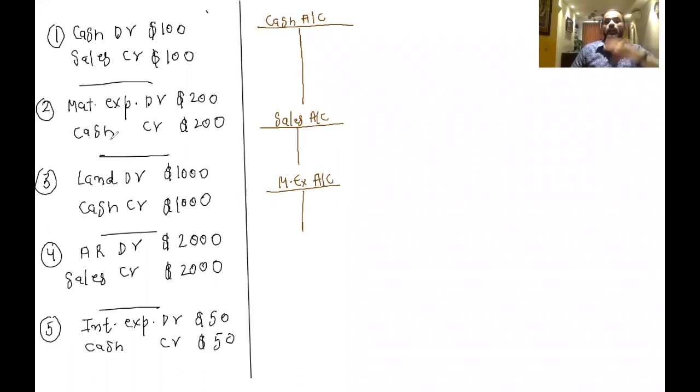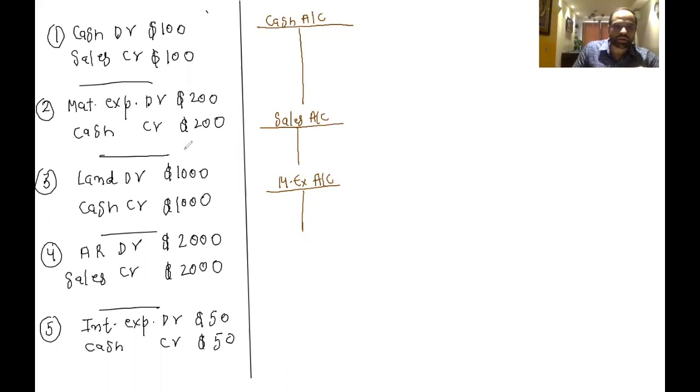So remember, we will never repeat any account again. If you already prepared the cash account, that's it. Every account will be prepared at once. You can't prepare two cash accounts. You can't prepare two sales accounts or two material expense accounts. One account, only one time.